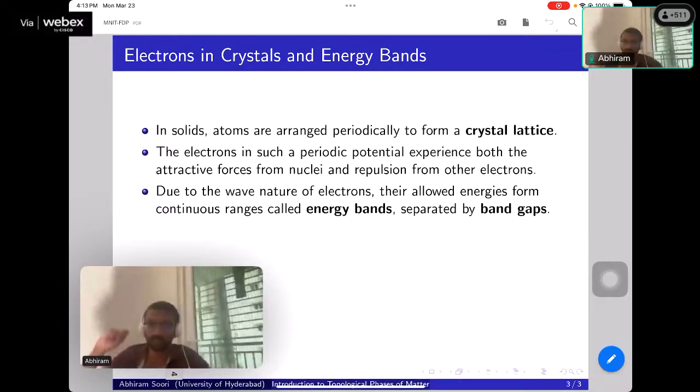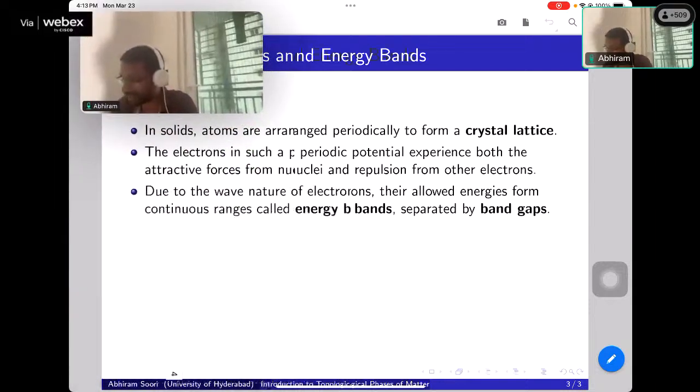And due to the wave nature of electrons, the allowed energies form continuous ranges of energies called energy bands, separated by band gaps. One interesting thing is that in individual atoms, the energy levels are discrete. There are only certain specified energy levels. But in a solid, when many atoms are put together, they form something called bands, a continuous range of energies where there are allowed energy levels.